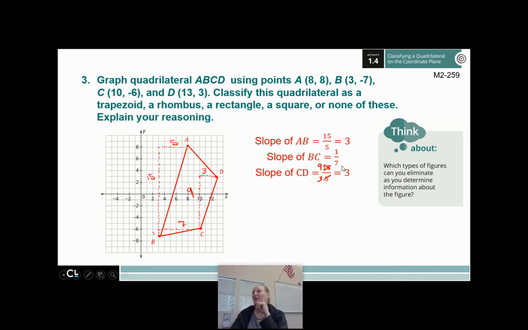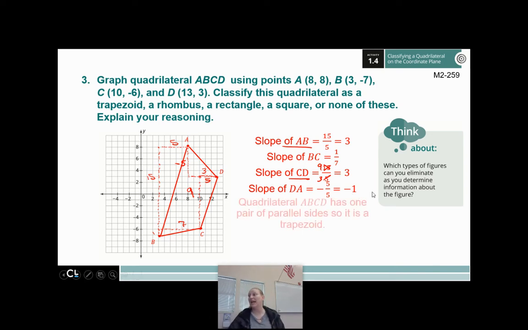So we have at least one set of parallel sides, and we actually don't want the other set to be parallel, so let's check the slope of AD. To get from A to D, I have to go down, 1, 2, 3, 4, 5 down, so it's a -5. And then I'm going to run 1, 2, 3, 4, 5 over. So the slope of AD is -5 over 5. Well, -5 divided by 5 is a -1. So sure enough, AB and CD are parallel, but BC and DA are not.